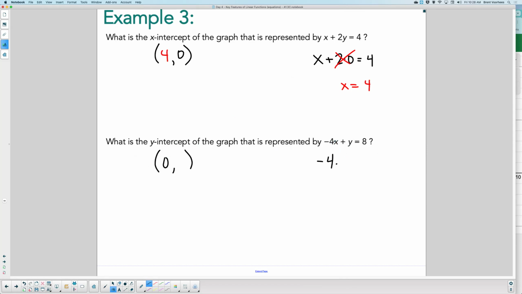It would be negative 4 times 0 plus y equals 8. Now, you don't have to write negative 4 times 0 because what is that always going to simplify to become? 0. So that cancels out. And what do we have left over for y? 8. The y-intercept would be 8.